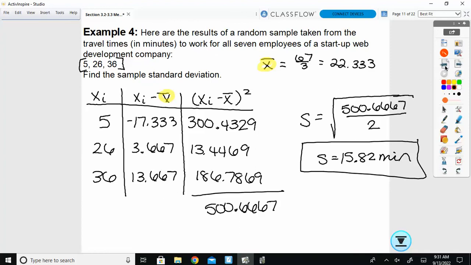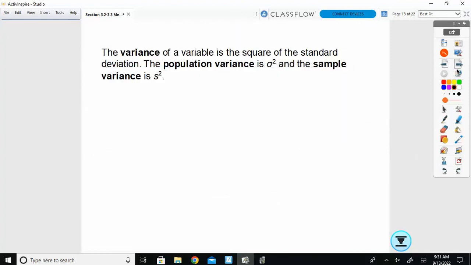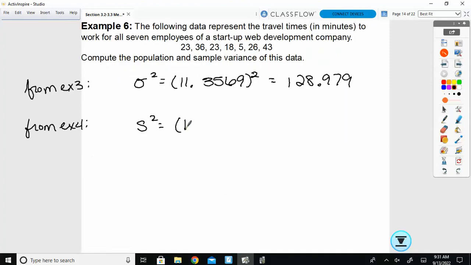In example 4, we found the sample standard deviation. So for the sample variance, we just square that. So we had 15.82, squared. And again, right now, all we're really looking at is, the bigger the number, the more variability there is, the more dispersion, the more spread out. We can tell from the standard deviation that the sample was more spread out. We see the same thing with the variance. It has a higher number, so it's more spread out.